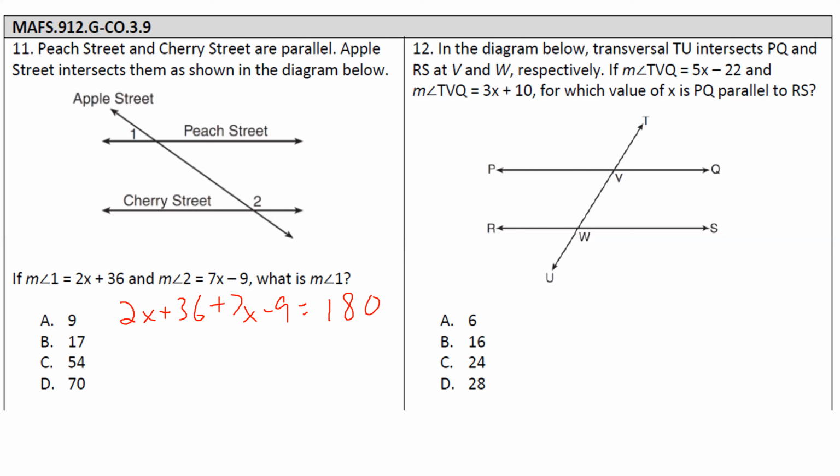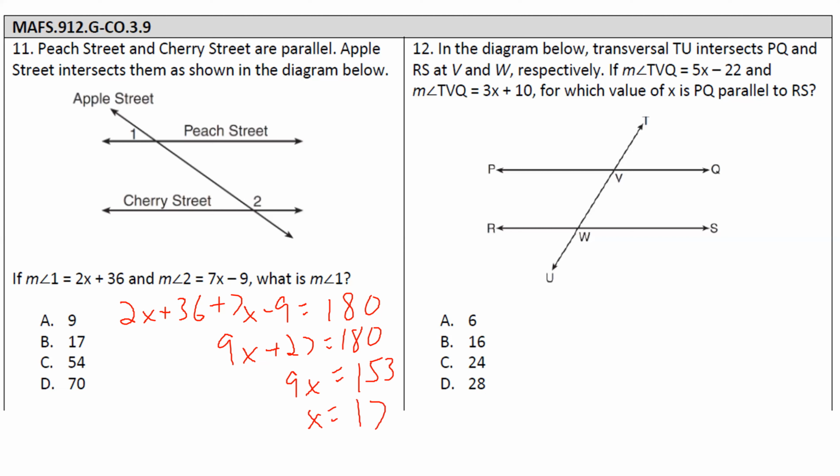Combine all your like terms. 2x and 7x is 9x. 36 and -9 is positive 27. So we simplify. Now we have to get x by itself. So eliminate the 27. Bring 27 over. Subtract it. You get 153. Then we have 9x left, and you get rid of that by dividing it off. And you have 17. So is our answer B?